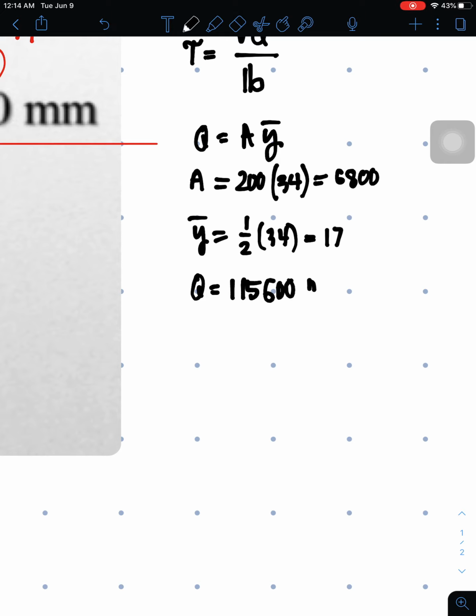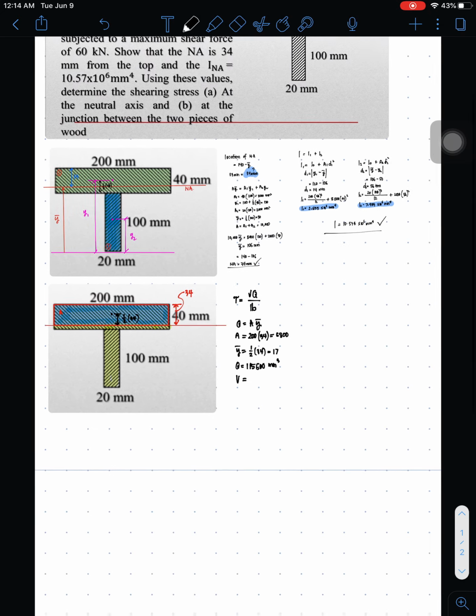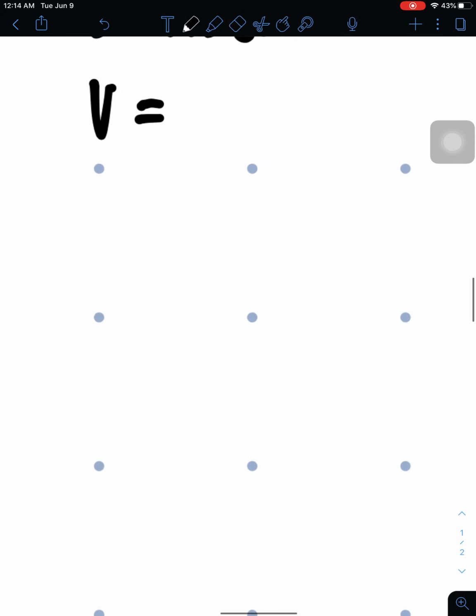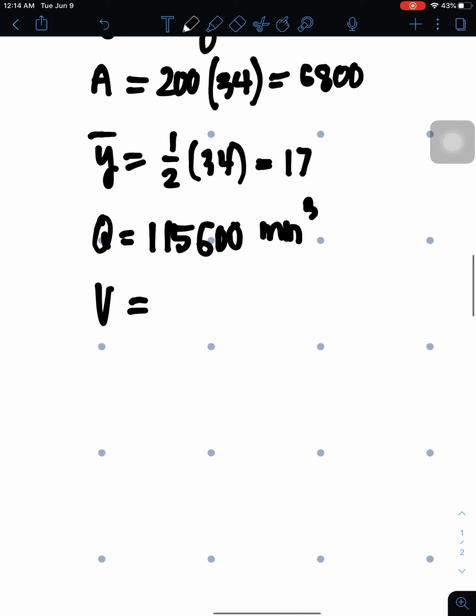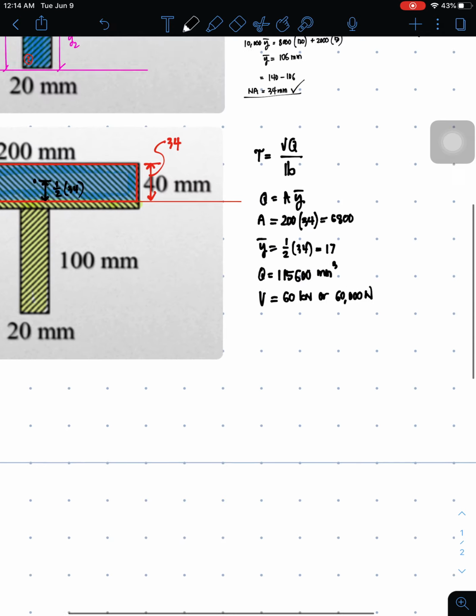And yeah, Q is 115,600, and the unit is mm cubed. And then our V, of course, do not forget, according to the problem, that V is 60 kilonewtons, or 60,000 newtons.